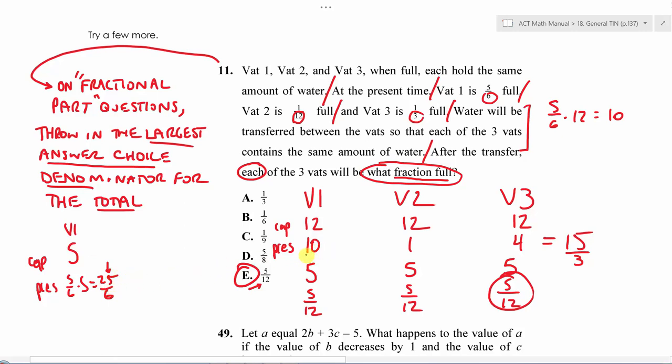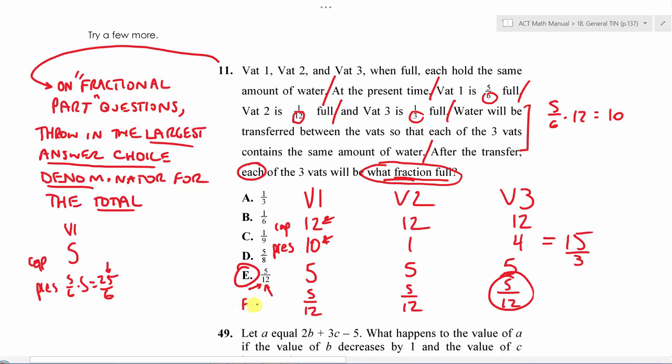We could go through the question using these ugly numbers. The thing is, though, that if we use 12, the largest answer choice denominator, the numbers in this present row are all going to work out to be really nice, neat, whole numbers. So again, you can use whatever you want. It's just a good practice, on a fractional part question, to look through the answer choices and pick the largest denominator. Now, the other note is it is purely coincidental that answer choice E, which has the largest denominator, turned out to be the right answer to this question.